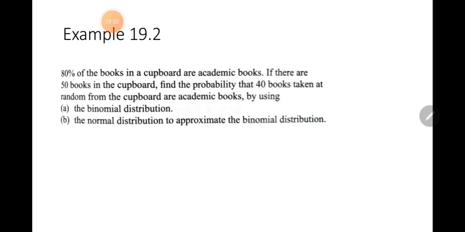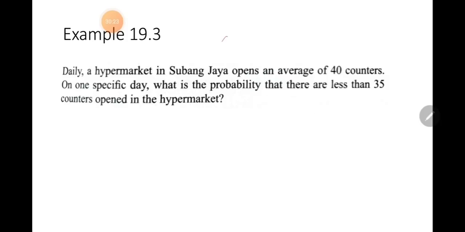Okay, alright, so let's have a look at another example. So here you have a Poisson. X is the number of counters open. Okay, which hypermarket is this? Probably Ion Big. Okay, so X will follow Poisson. Average mean lambda equals 40. Okay, on a specific day, what is the probability that there are less than 35 counters open? So you want to find P(X less than 35). Okay, but I think Poisson 40 is not in the table. So you can approximate using the normal distribution.